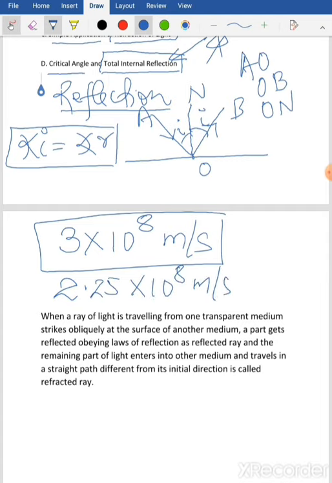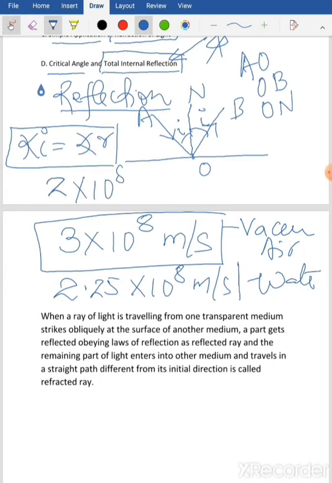okay. So this is your vacuum or you can say air, this one is for your water, and 2 into 10 to the power 8 meter per second in glass. So you can see that light travels fastest in vacuum or in air, with the speed of 3 into 10 to the power 8 meter per second.